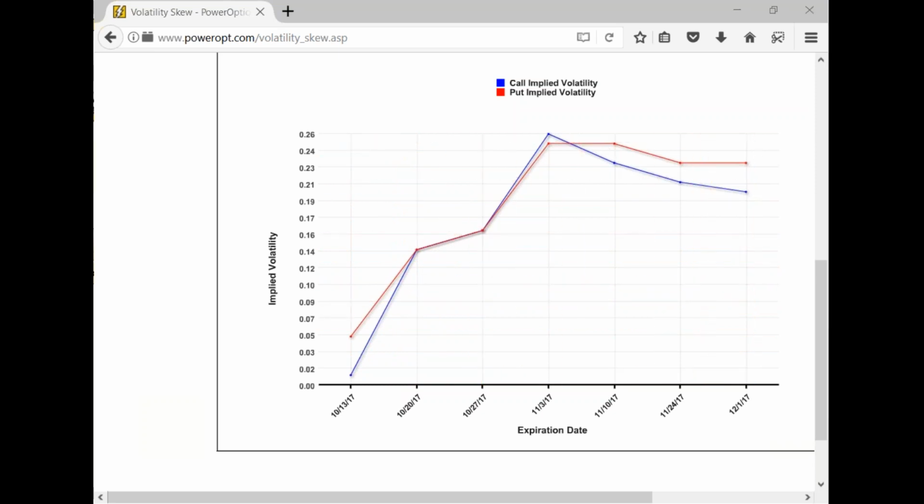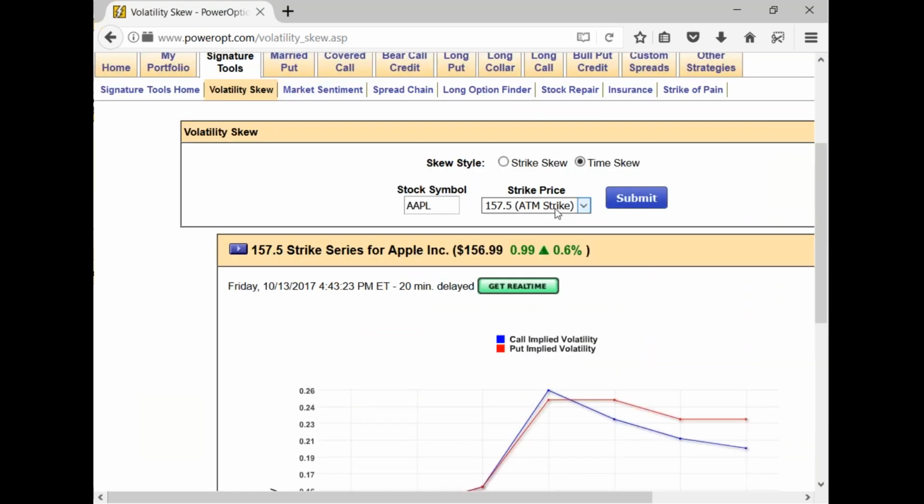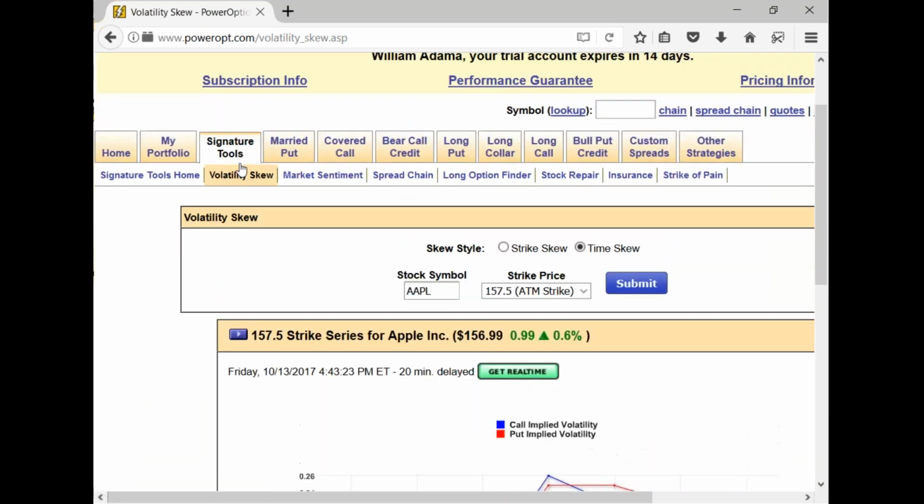I can search for implied volatility ratio, but that's just related to the implied volatility of the 2 current expirations in a spread, or the IV over HV ratio, not the skew. That's not available in the search. But if you wanted to see what the 1 week to 2 week skew is by strike, just go into signature tools, go into volatility skew, and you've got that right there.